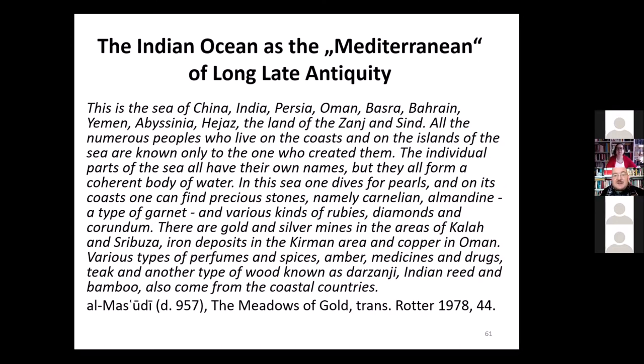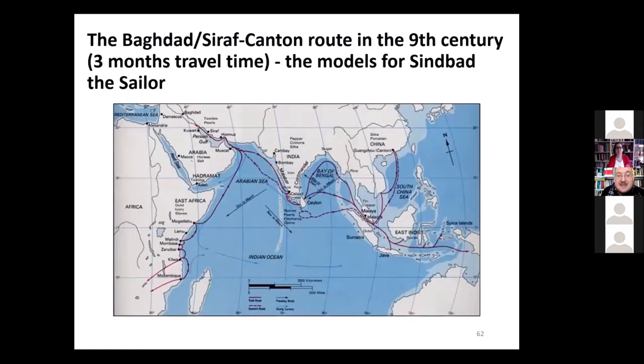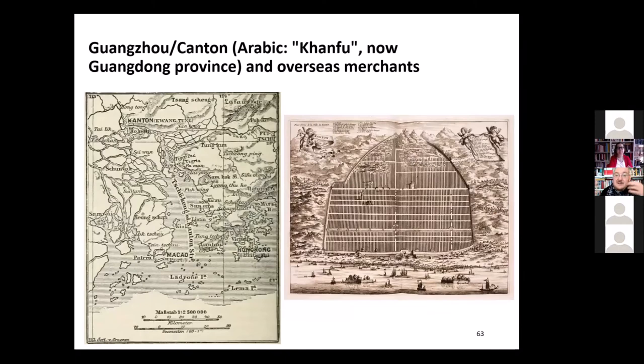These connections, of course, very much were maritime across the Indian Ocean, and the Indian Ocean somehow is also described in Arab sources as something like the Mediterranean of long late antiquity. And via this ocean also, the Arab Islamic Empire, following up earlier sea traveling of the Sasanian period, travelers made their way to Southeast Asia and even to China itself. We learned that in 3 months one could travel from Baghdad via Siraf to Canton in southern China. And here really emerged also a colony of overseas merchants of Arabs and Persians, as we also learned from Chinese sources.